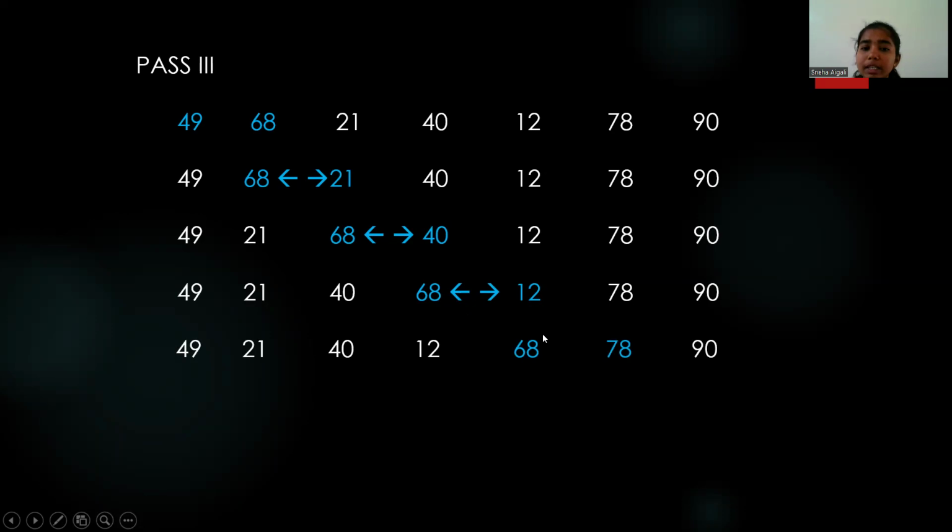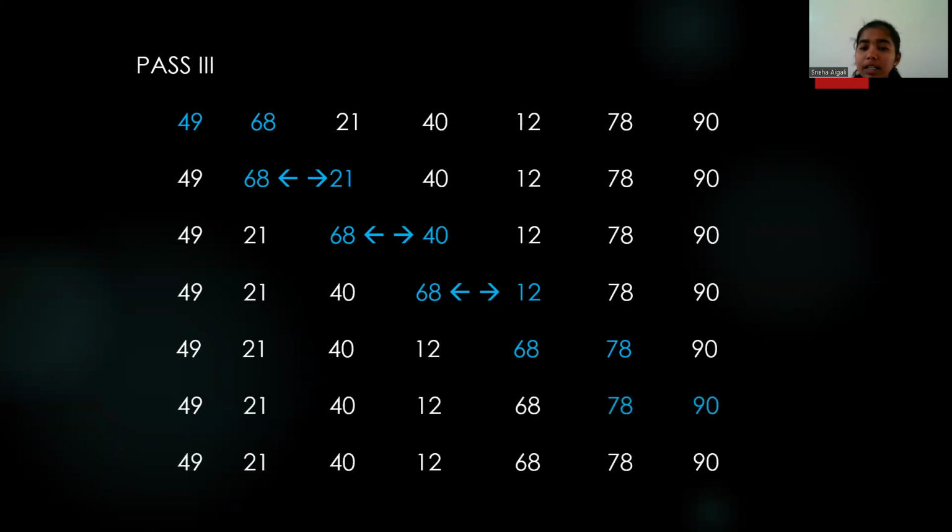Now J is incremented again. Now 68 and 78 are compared. Since 68 is lesser than 78, there will be no change. Then 78 and 90 are compared. Since 78 is less than 90, there will be no change. At the end of the third iteration, where J has moved to its maximum position, we can see that the last three elements are sorted and they are at the highest position of the array. Now, since J has reached its maximum position, the inner loop will be skipped and we move to the outer loop, where now I becomes 3.